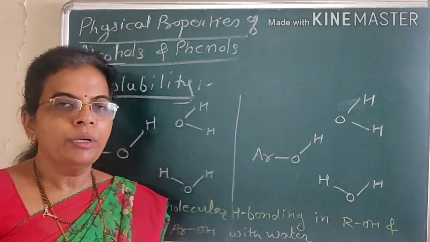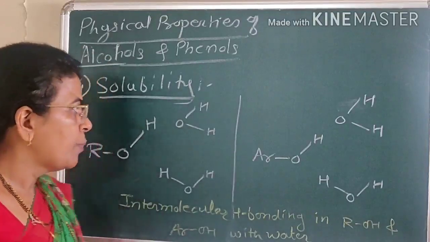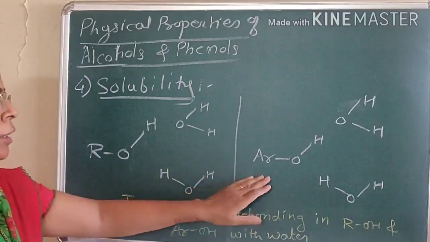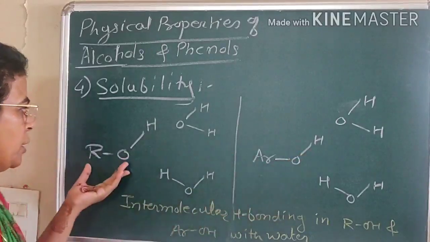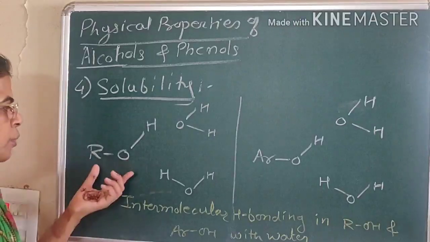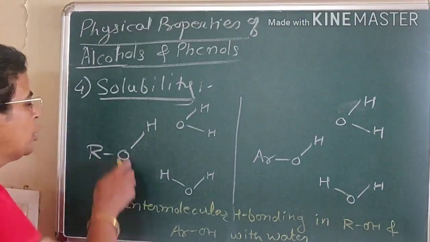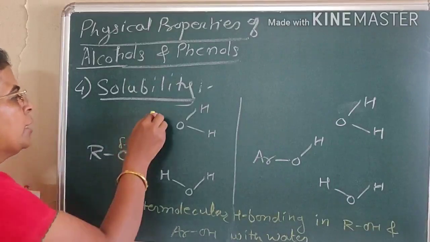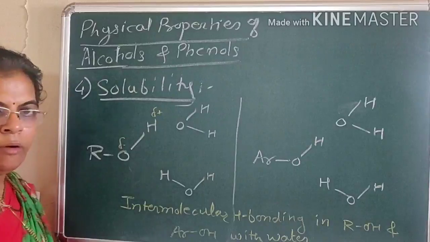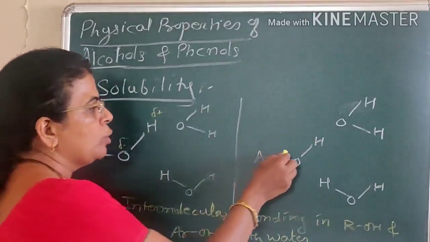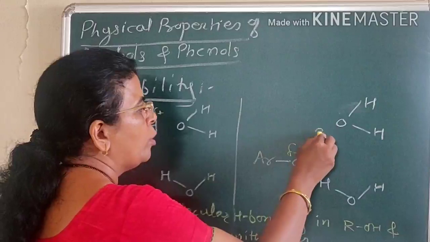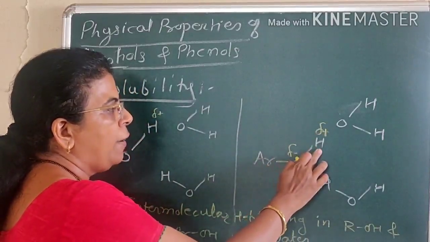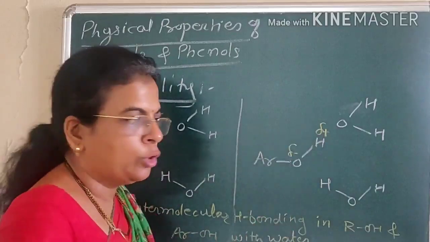Next point we are going to see is solubility. Now here these alcohols and phenols, this is ArOH, which means phenol, and this is ROH, that is alcohol. Now this is a polar molecule. We know that this oxygen atom is more electronegative. Therefore it acquires a partial negative charge and this hydrogen acquires a partial positive charge. Here also this phenol is a polar molecule, and oxygen acquires a partial negative charge and hydrogen acquires a partial positive charge.